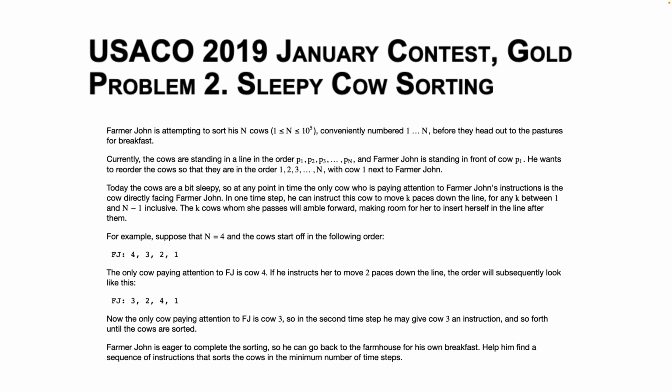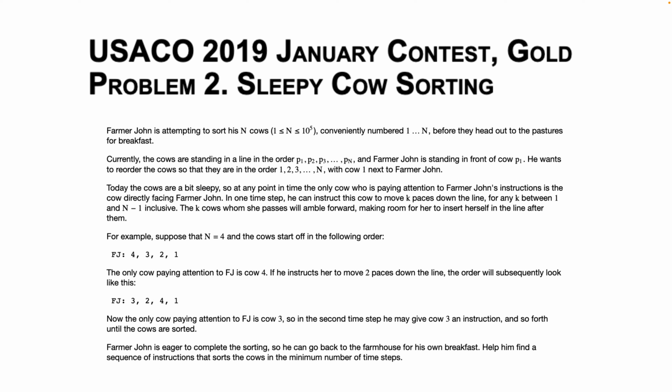This is USACO 2019 January Contest Gold, Problem 2, Sleepy Cow Sorting. In this problem, Farmer John is attempting to sort his N cows, conveniently numbered 1 to N, before they head out to the pastures for breakfast. Currently, the cows are standing in a line in the order permutation P1 to PN, and Farmer John is standing in front of cow P1. He wants to reorder the cows so that they are in the order 1 to N, with cow 1 standing next to Farmer John.